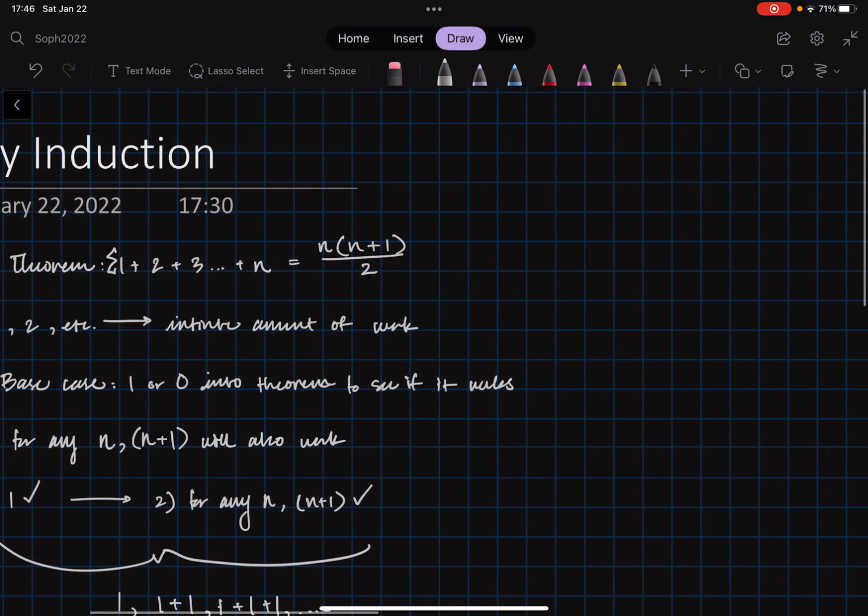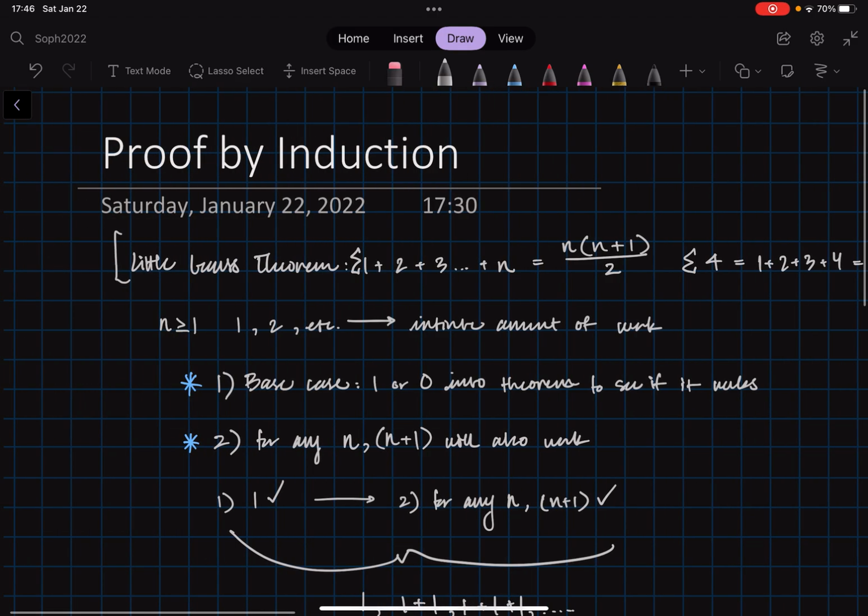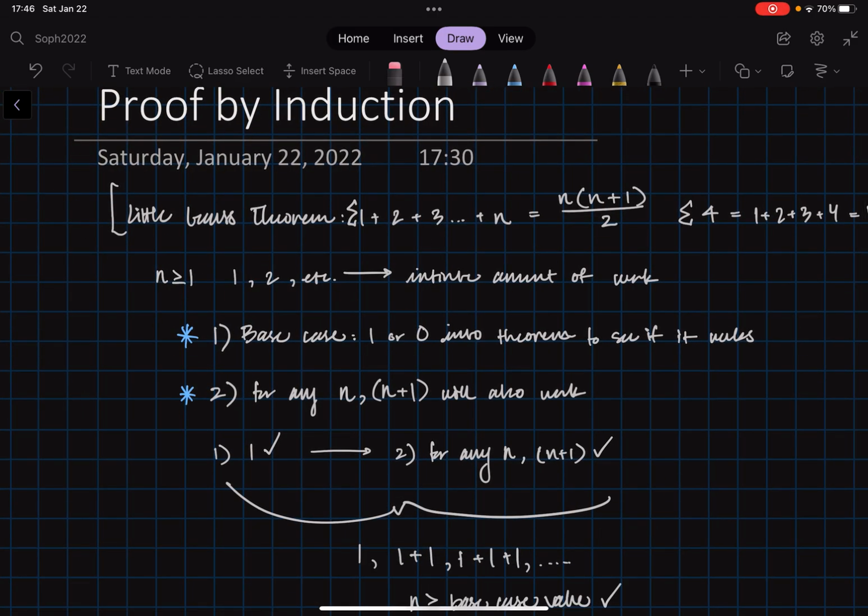That is to say, if we are looking for the sum of positive integers up to, let's say, 4, we would get, so let's just denote that like this, 1 plus 2 plus 3 plus 4, and this would equal 10. And little Gauss's theorem says that it equals 10 as well. So that's what little Gauss's theorem is.